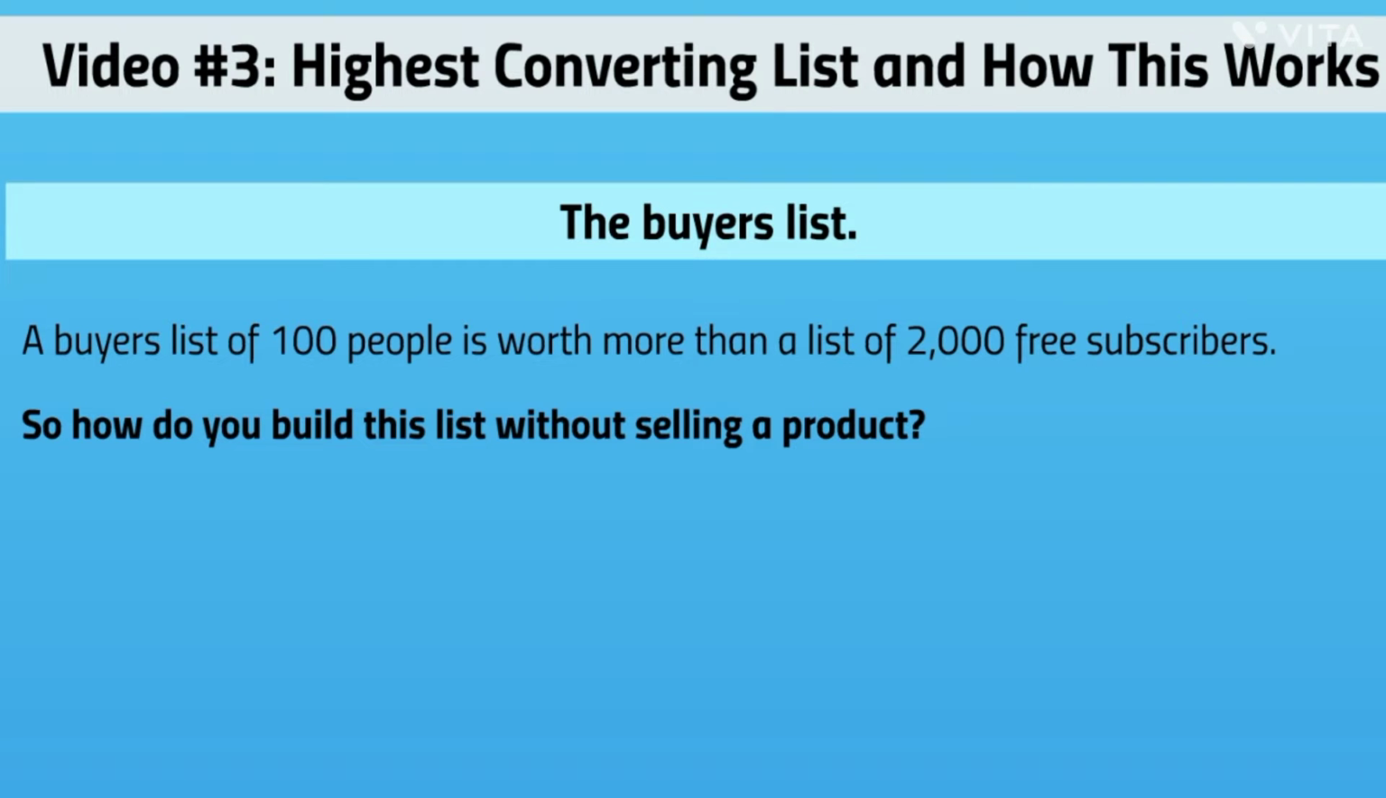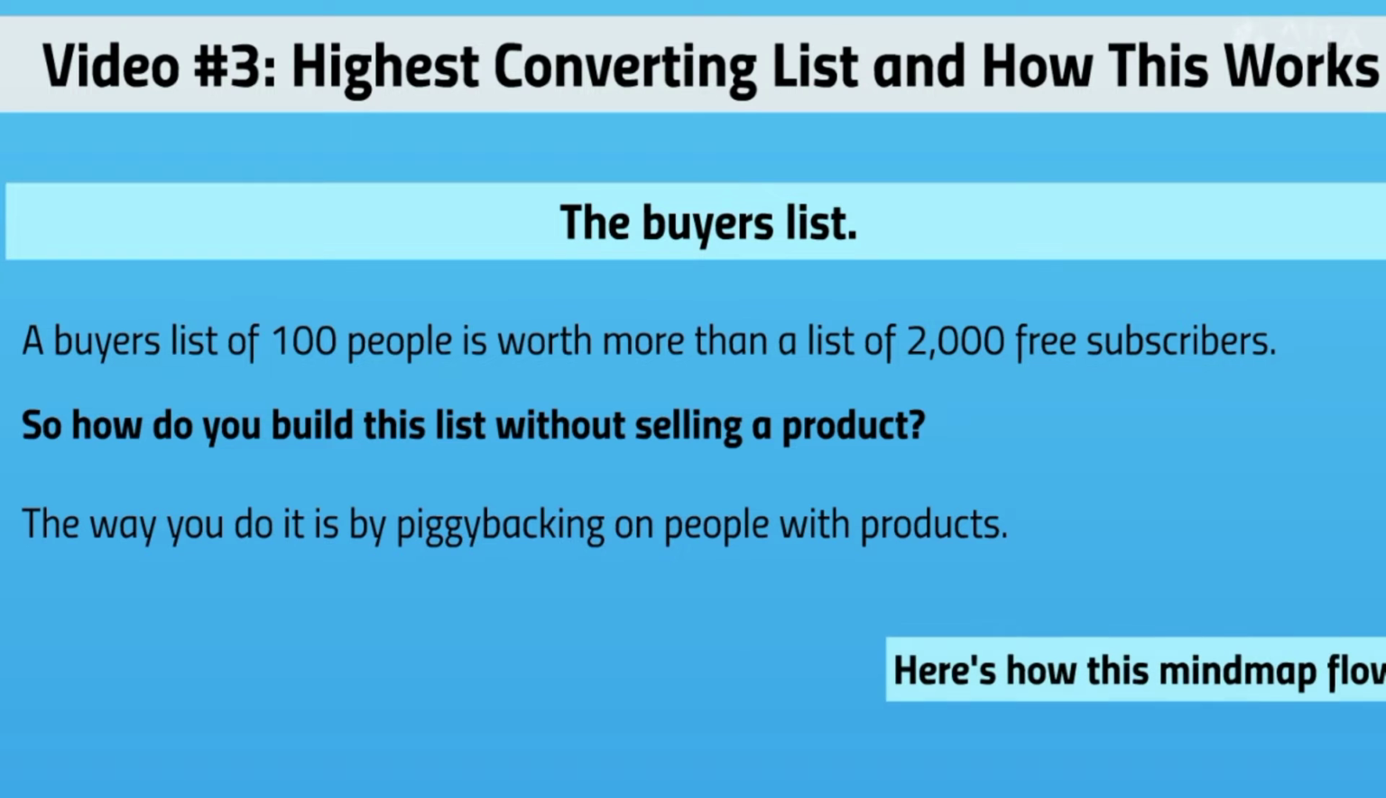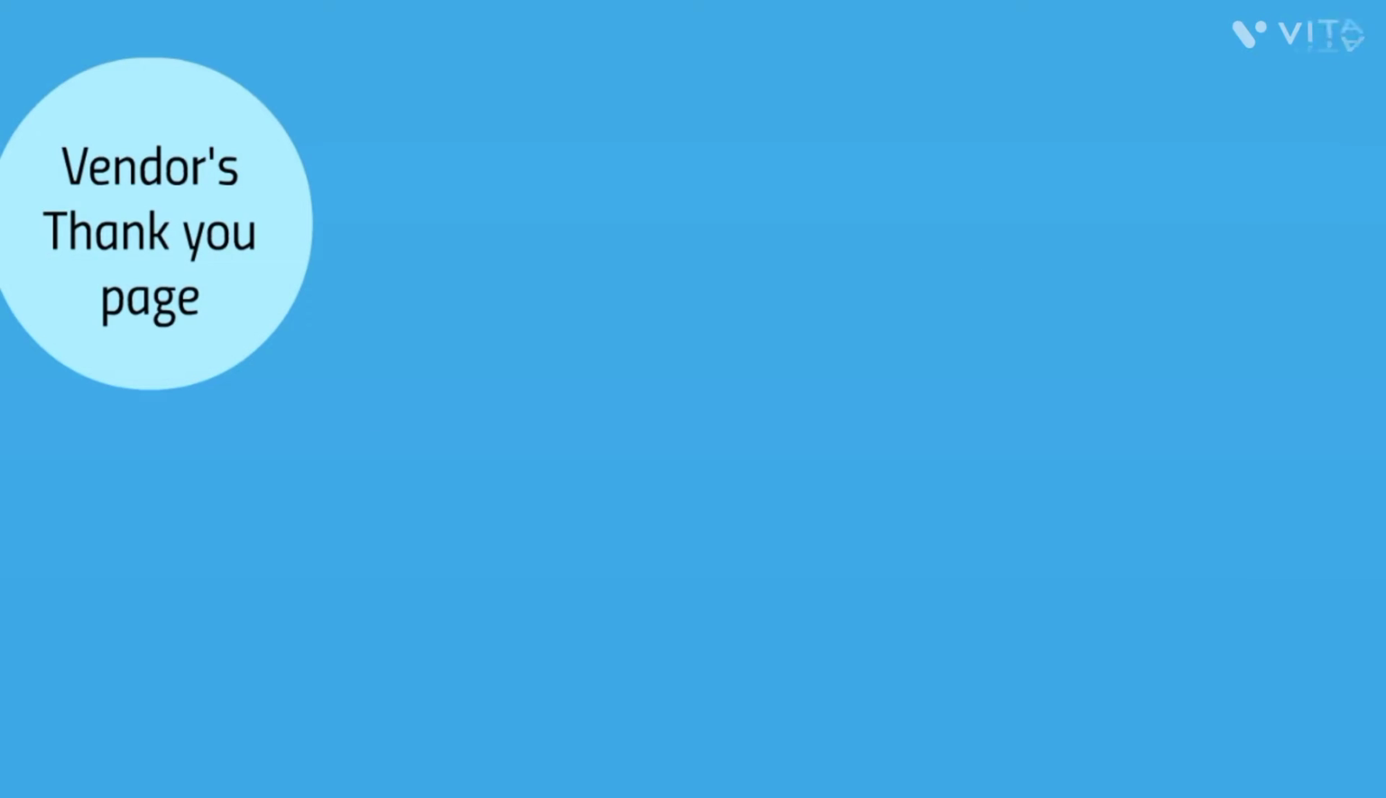So how do you build a list without selling a product? That doesn't really make sense, does it? But after I show you, this will definitely make more sense. The way you do this is by piggybacking on people with products, so vendors. And here's how this mind map flows. Basically, somebody purchases a product from a vendor, and I'll give you an example in just a minute. They purchase that product, and it's not you or anything.